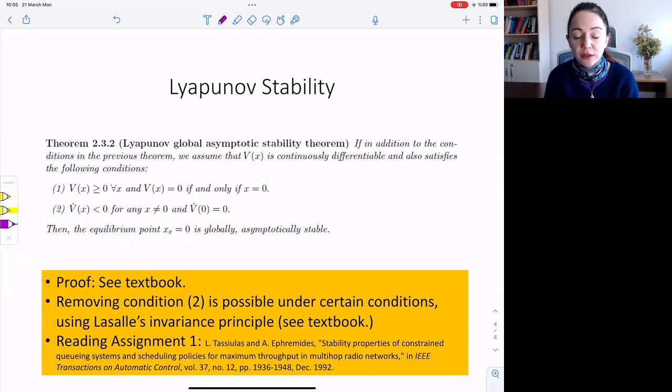The second condition, and it can be relaxed under some conditions, but the second condition of the theorem is that the derivative is always negative and never hits zero. It only hits zero at the equilibrium point. Okay, so under these conditions, our equilibrium point is globally asymptotically stable, and that is going to be useful in our proofs of stability of certain network algorithms, as I said, in later parts of this course. The proof is in the textbook.